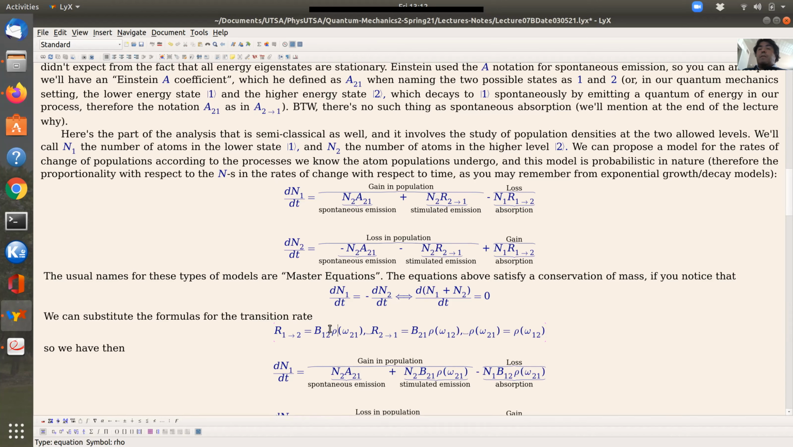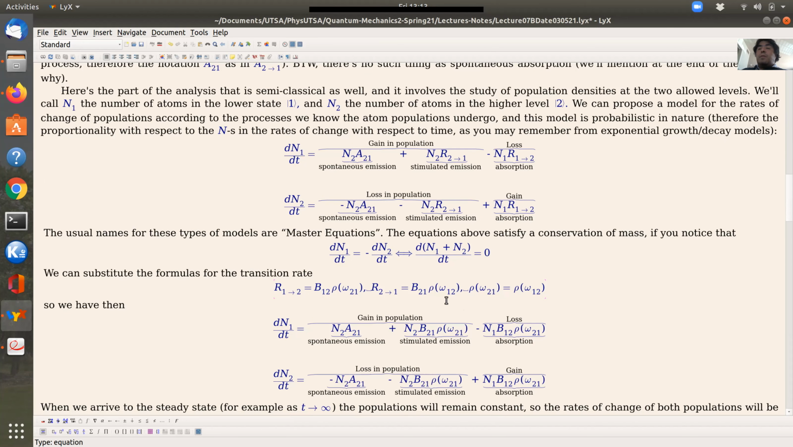So we knew that the transition rate is proportional to the density at the angular frequency, multiplied by the Einstein B coefficient. So in the notation, we have that R going from 1 to 2 is B1 to rho of omega 21. Remember the assumption that we made, rho of omega 21 equal to rho of omega, and therefore we can have the same notation, but this part will be equal to these two.